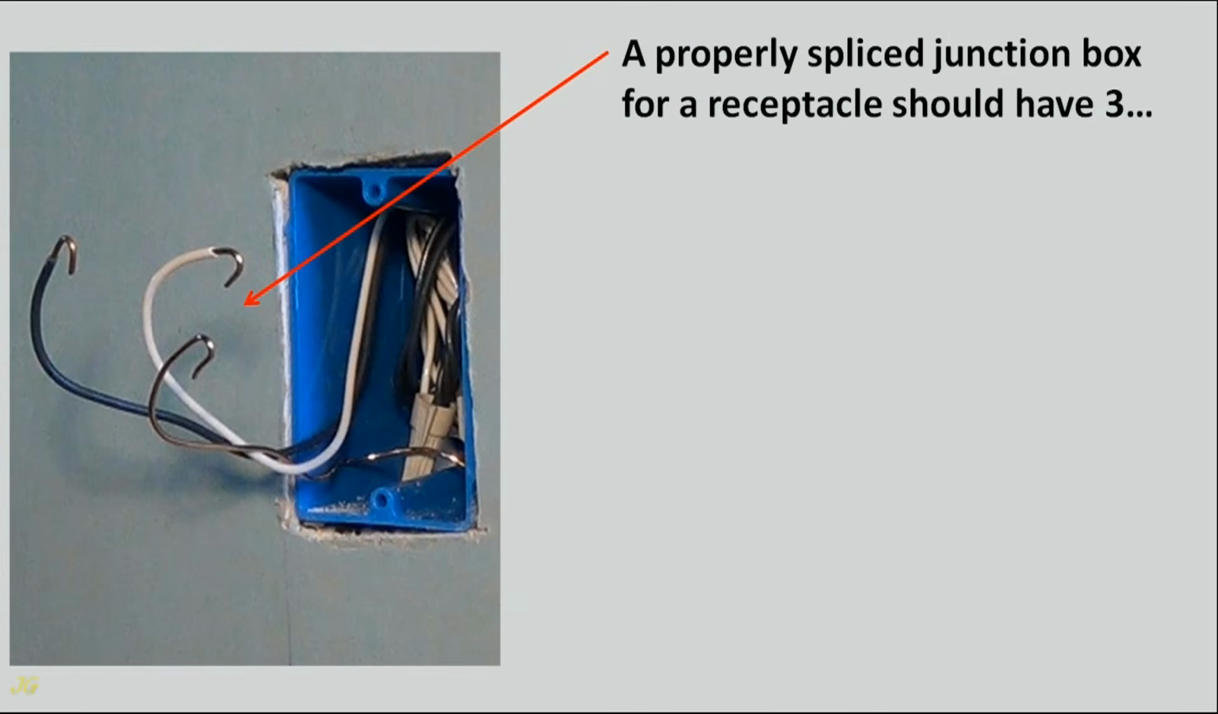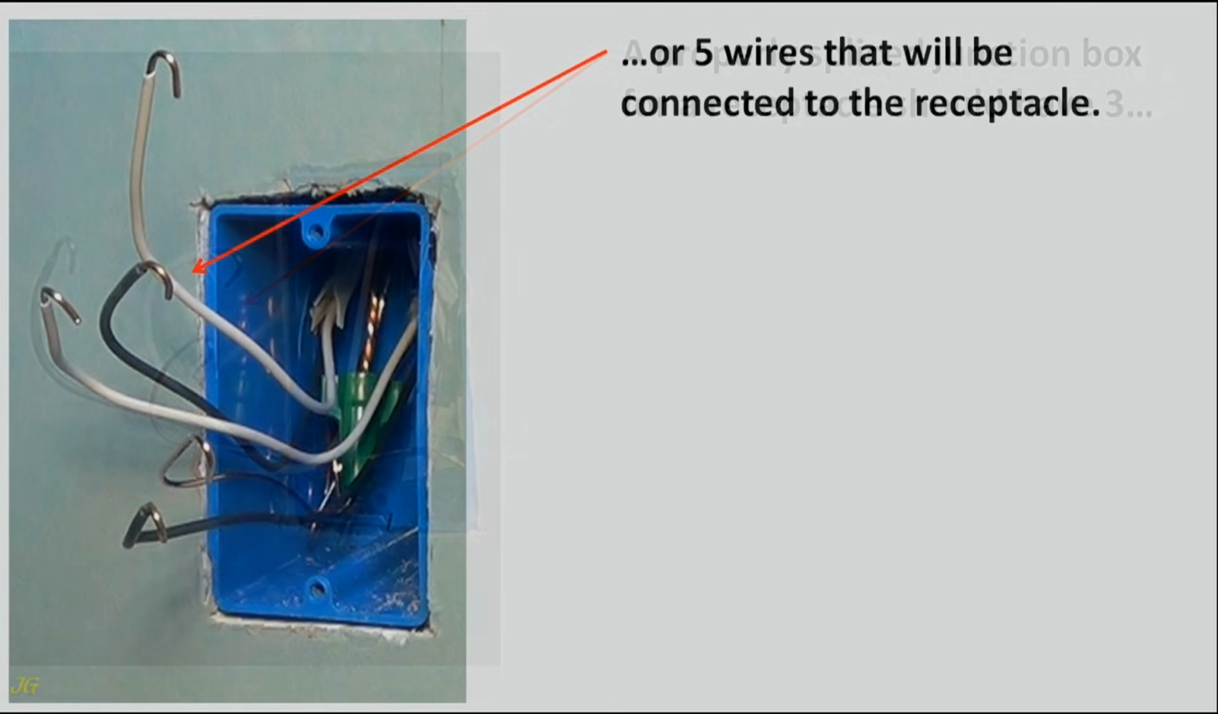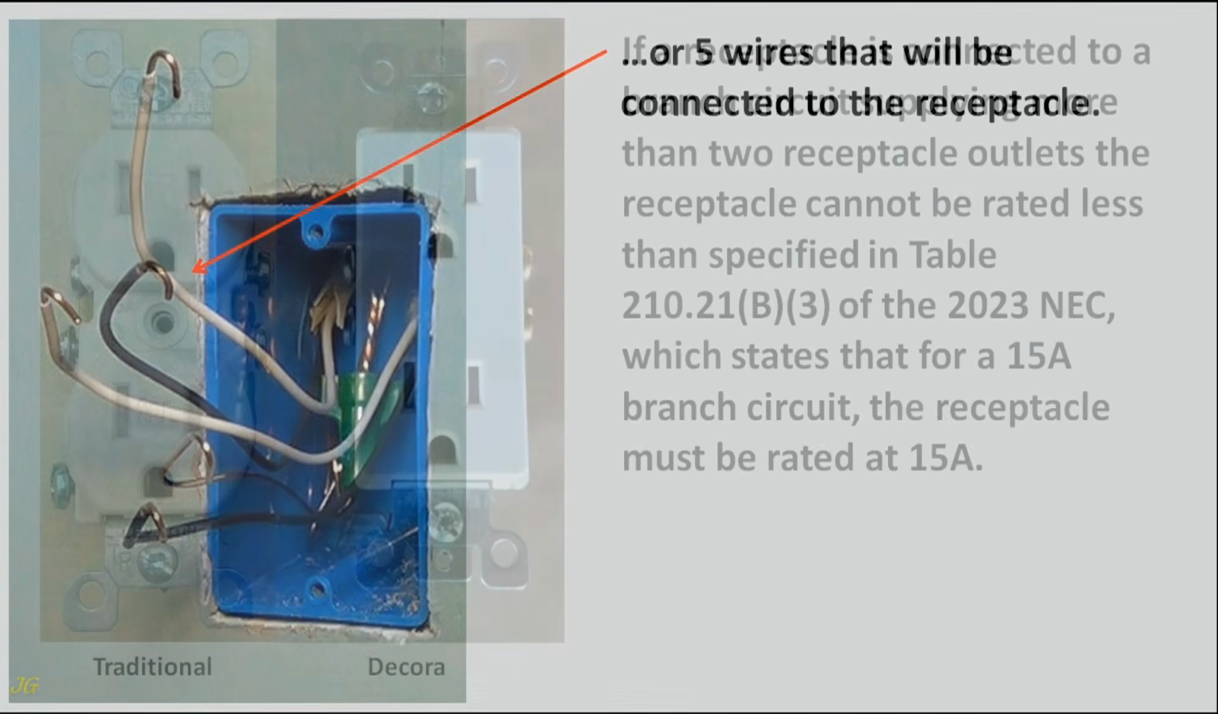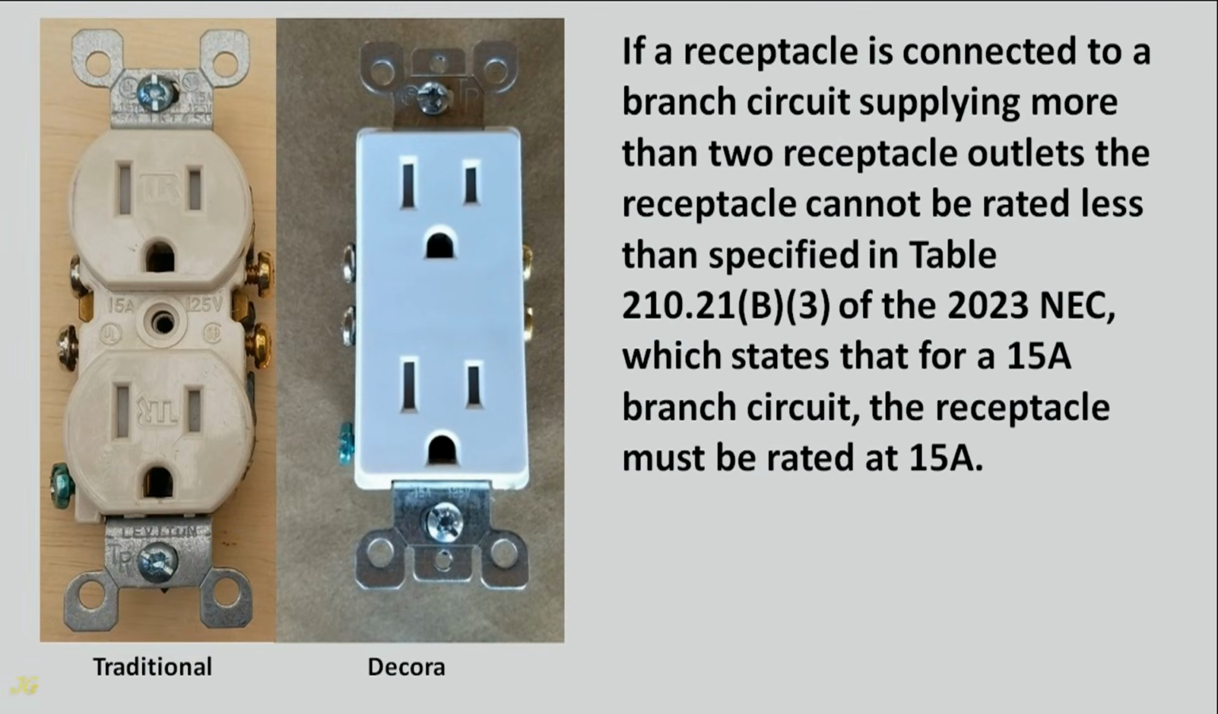A properly spliced junction box for a receptacle should have 3 or 5 wires that will be connected to the receptacle. If a receptacle is connected to a branch circuit supplying more than 2 receptacle outlets, the receptacle cannot be rated less than specified in Table 210.21(B)(3) of the 2023 NEC, which states that for a 15 amp branch circuit, the receptacle must be rated at 15 amps.